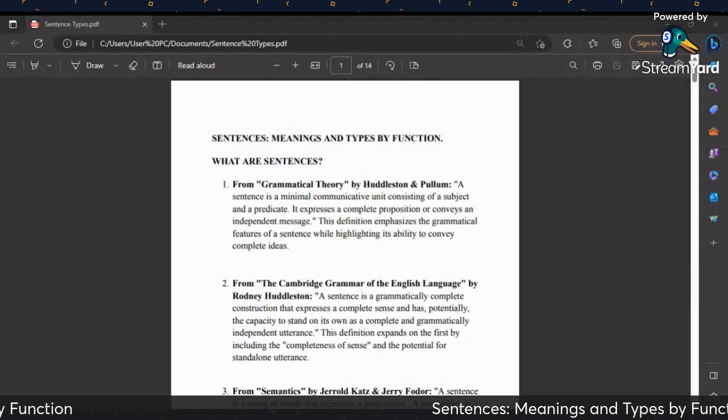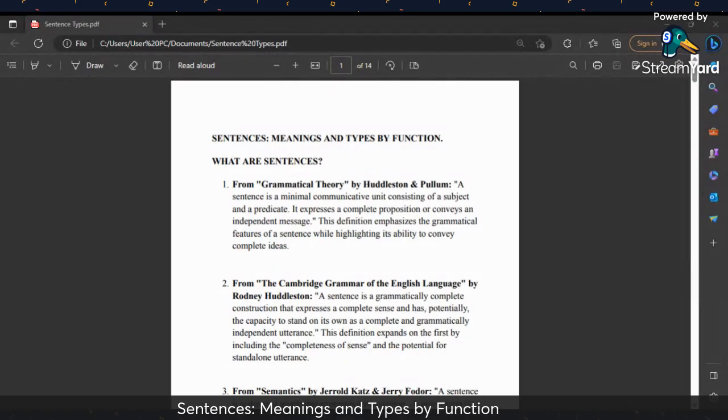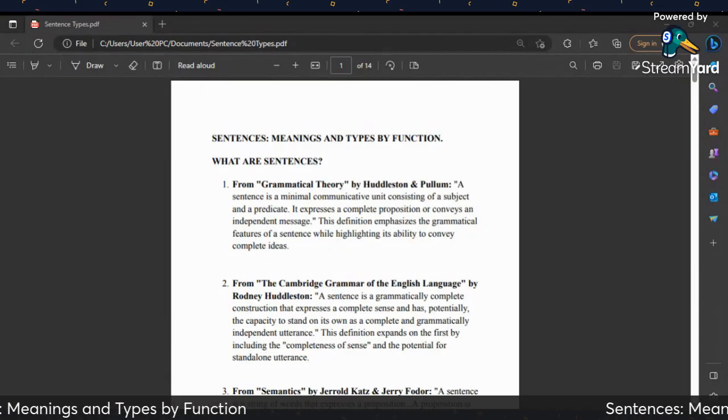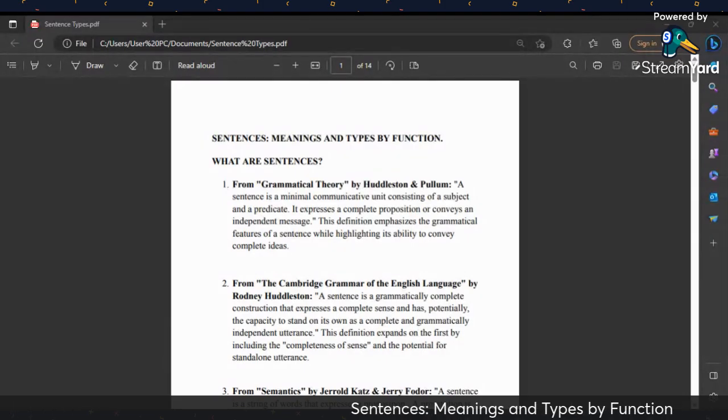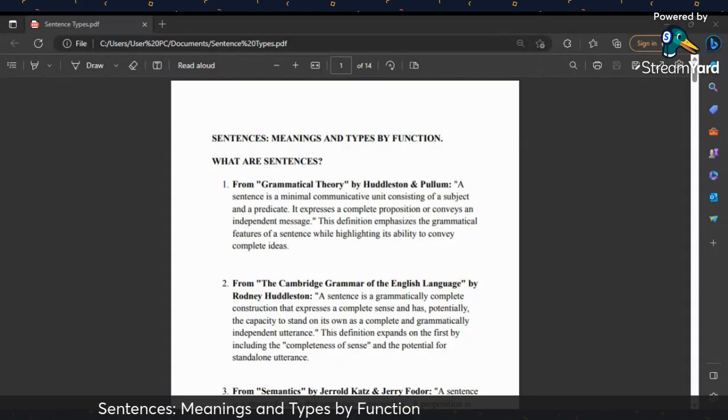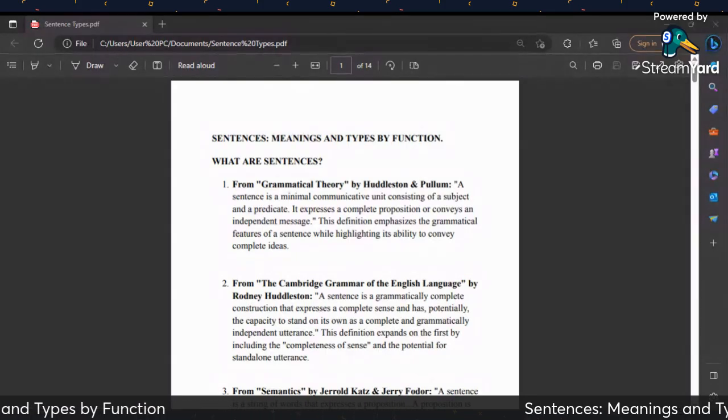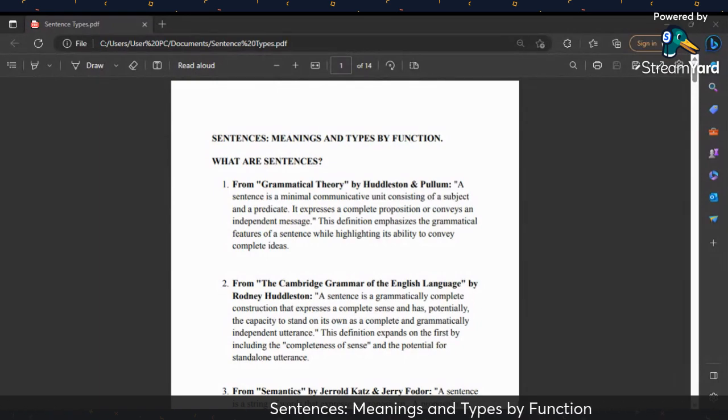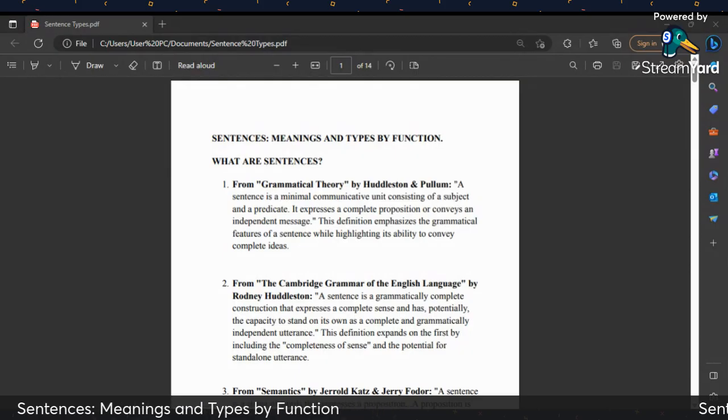Moving on to the second definition from the Cambridge Grammar of English by Rodney Huddleston, still our same person. It says a sentence is a grammatically complete construction that expresses a complete sense. Take note of that. It expresses a complete sense and has potentially the capacity to stand on its own as a complete and grammatically independent utterance.